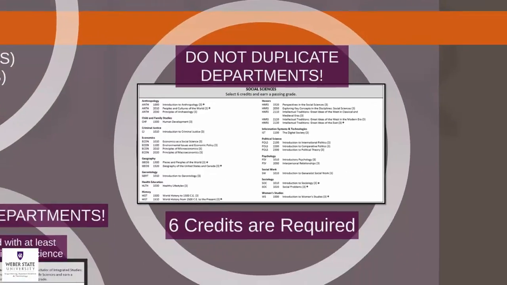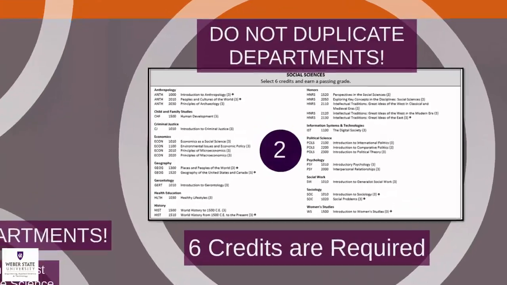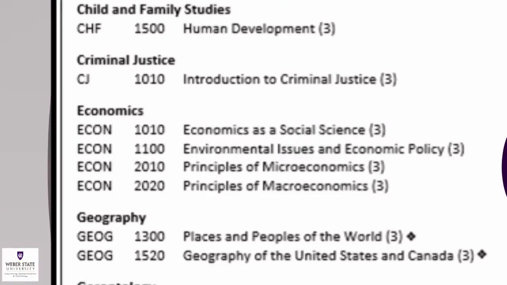The next portion of your breadth requirements is the social sciences, found on page 3 of the general education requirement sheet. In this area, you will need to complete 6 credit hours. You will take 2 courses. Please note that computer engineering majors are required to take Econ 2010, which will fulfill 3 credits of your social science requirement.